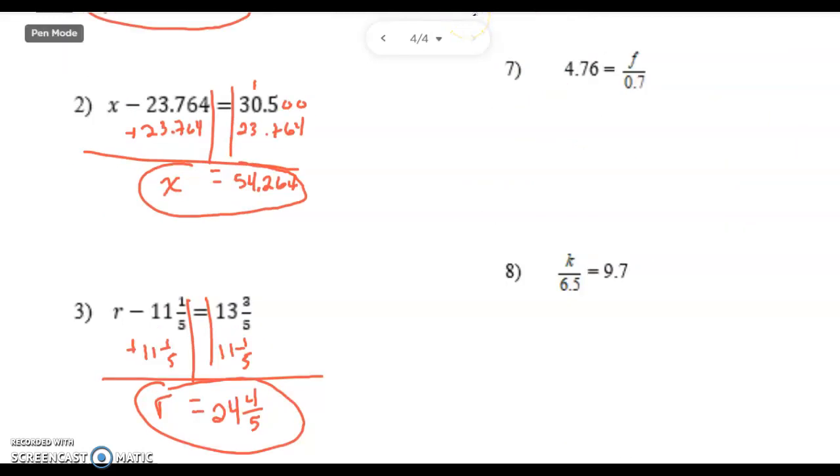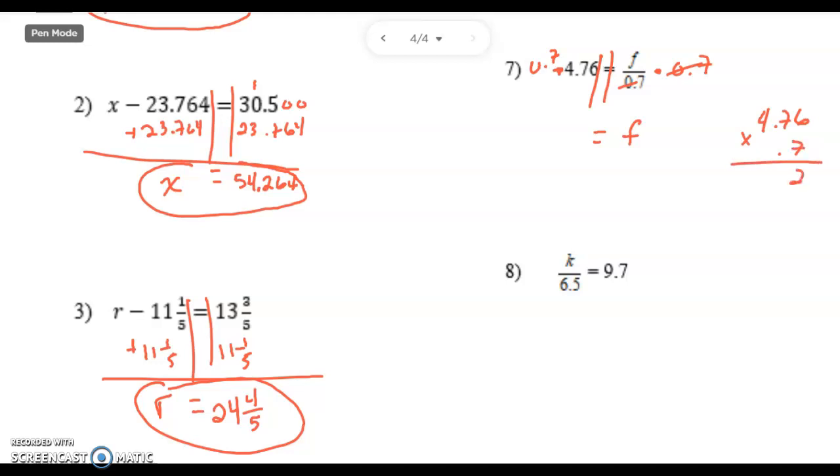4 and 76 hundredths equals F divided by 7 tenths. Draw my wall. Who does F want to get rid of? He wants to get rid of the 7 tenths. So the opposite of dividing by 7 tenths is to multiply both sides by 7 tenths. All right, so we're going to multiply both sides by 7 tenths. 7 tenths cross simplify. I'm left with F on the right-hand side. So I'm now going to do 4 76/100 times 7/10.